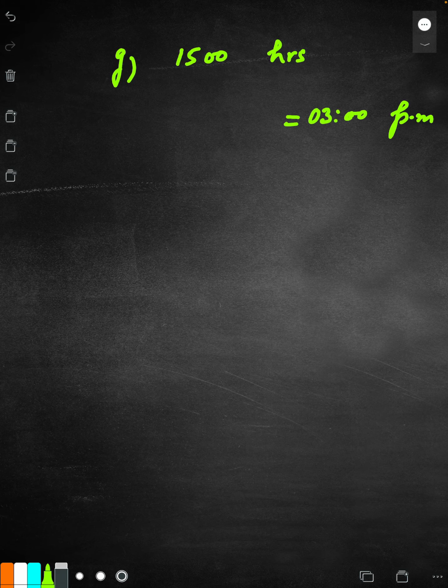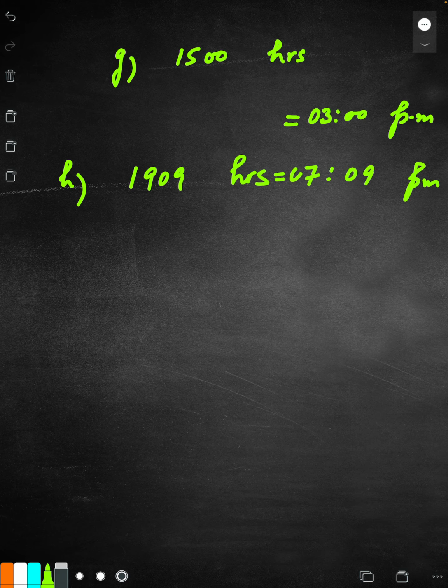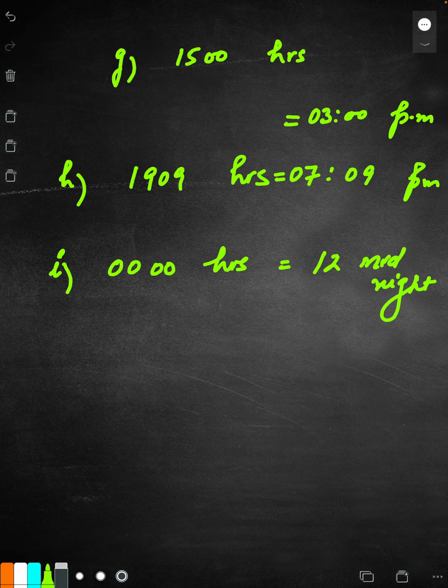The children who want to try, please hold this video here. Do the sums on your own and then check your answers. More than 12, PM, minus 12, 3, and no minutes, 3 PM. H part, 1909, more than 12, PM, minus 12, 7:09 PM. I part, 00:00 hours. Yes, you all are intelligent. This is 12 midnight. We write it like this only, 12 midnight.